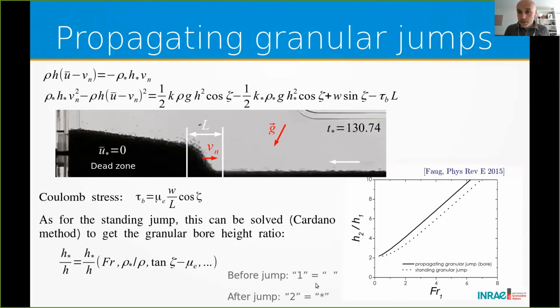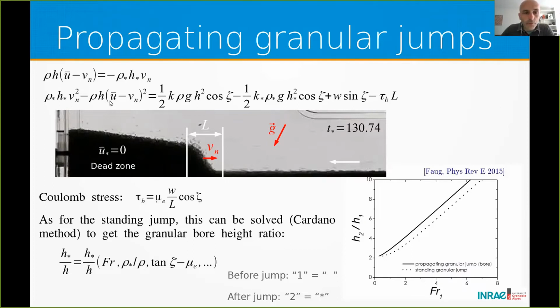So as for the standing jump, those jumps have a finite length, L. And there is a big density variation across the jump, because you start with a flow which is nearly dense but a bit dilute, and you go to static condition with a dead zone formed. U bar star is 0, and the density is very high. So the flow is compressed here.